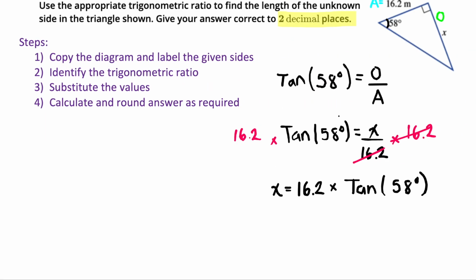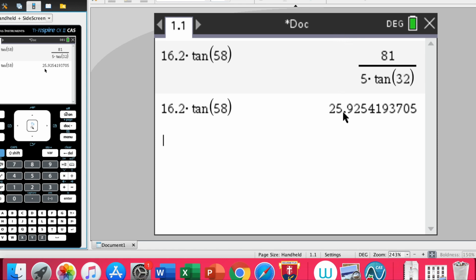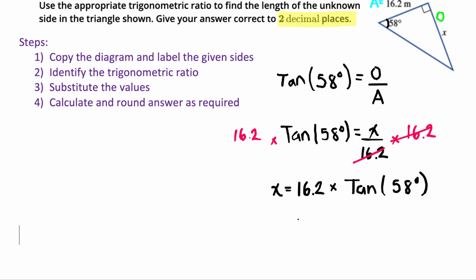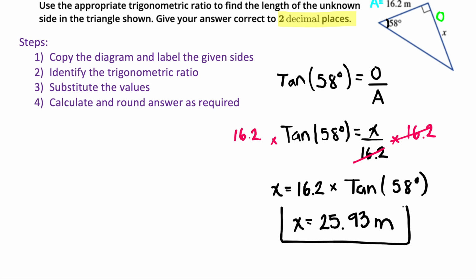How many decimal places? We need 2 decimal places. So I look here, I have the 9, the 2, and the following is a 5. So it's going to round up. So it's going to be 25 and 93/100. Okay, so our x is going to be equal to 25 and 93/100. What am I looking here? Remember that here the adjacent side was saying that it was in meters, so this side is also in meters, and that's going to be our answer. Fantastic.